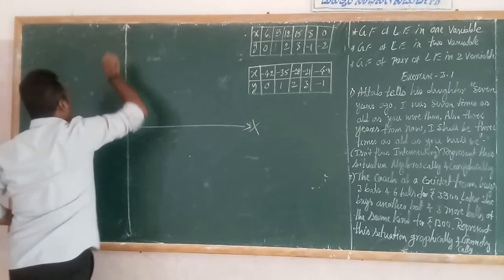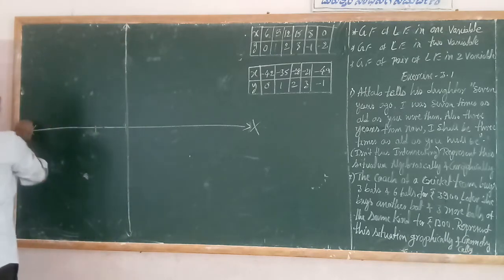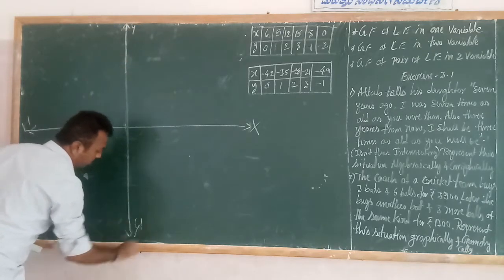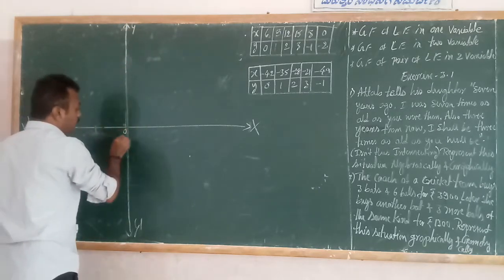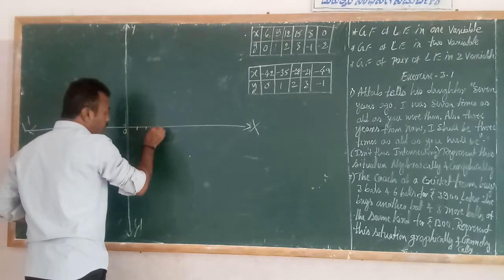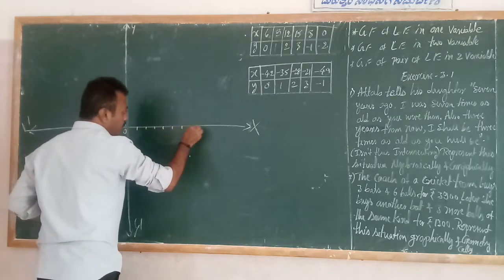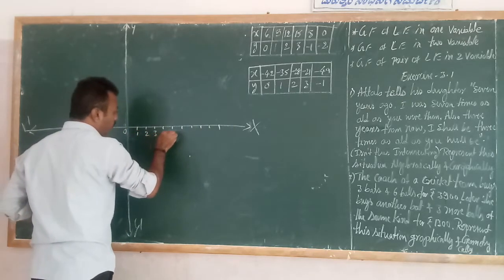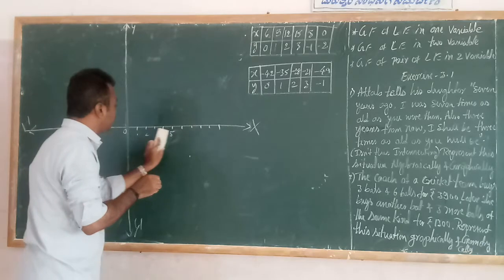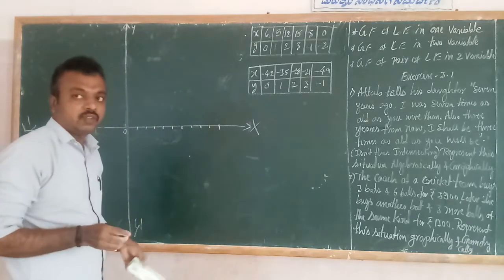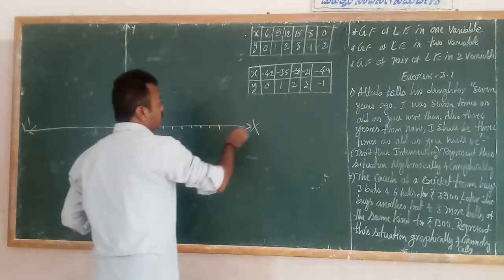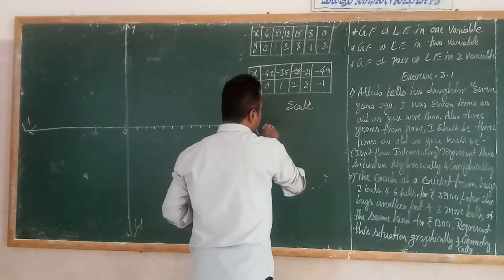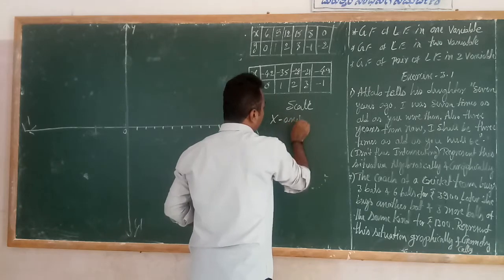Yes. This is x and this is x dash. This is y and this is y dash. Now this is 0, and each has 1 centimeter. 1, 2, 3, 4, 5. Before going further, you have to write the scale. What is the x-axis? The x-axis scale you want to take.